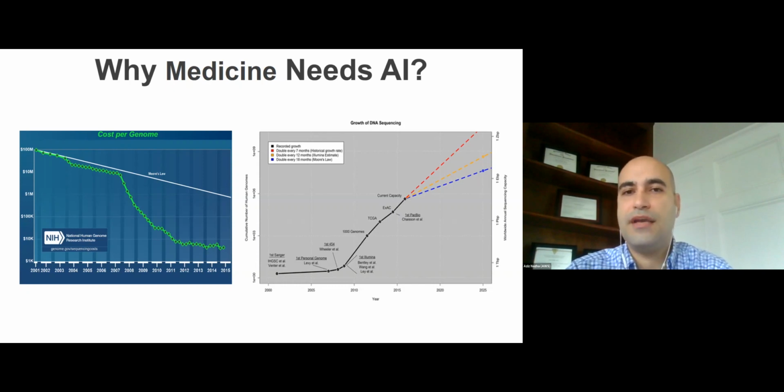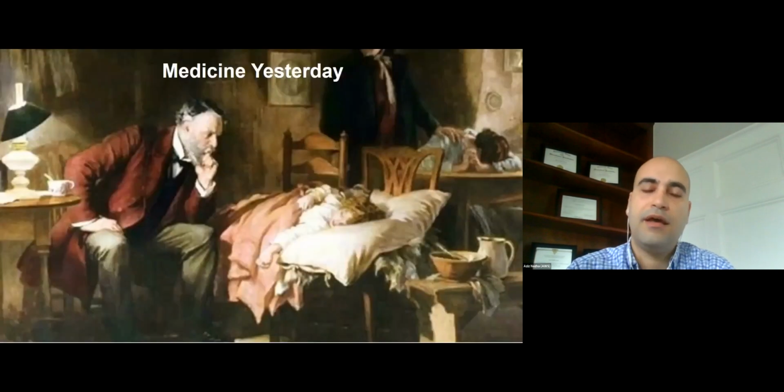Now, this can be very problematic for the healthcare systems, because the question arises at that time: how do we store this data? How do we analyze it? How do we make sense of it? And this is where AI actually will be the only opportunity for us to mine this data.